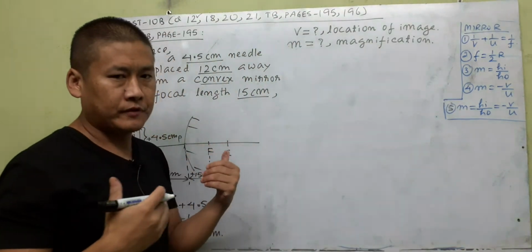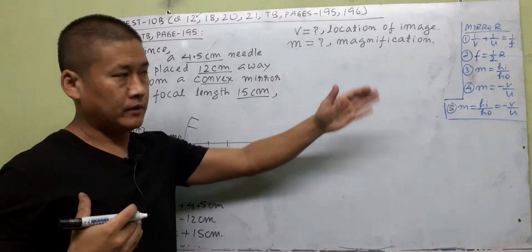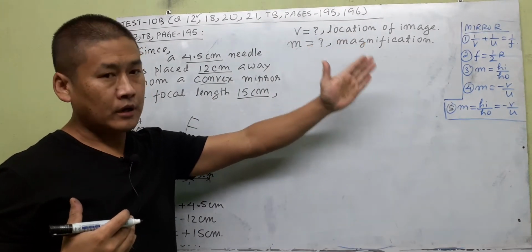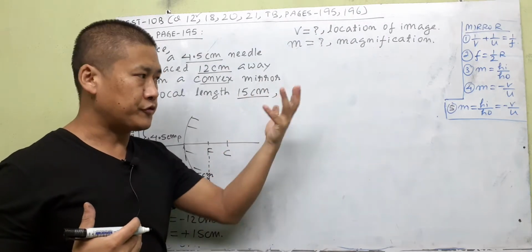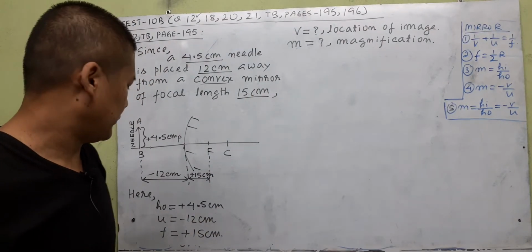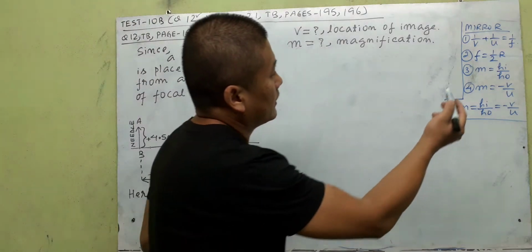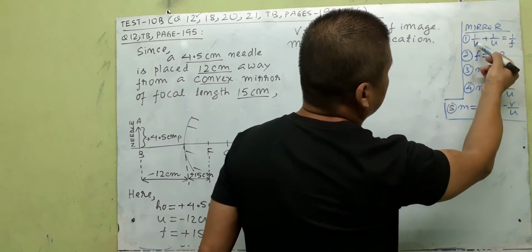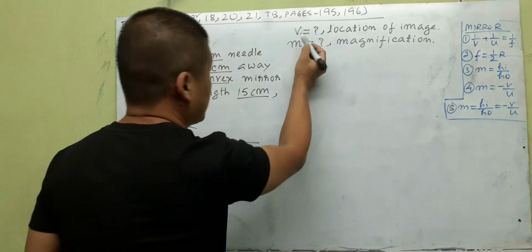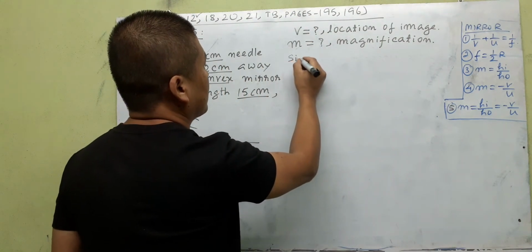so that we can retrieve it from our memory very easily. Okay, that way it means we have to thoroughly memorize so that we can easily retrieve it from our memory. Now here we need v and m. We have u and f already. So here u and f we already have, means we can use the first formula to find v, which is location of image. So let us start from there.